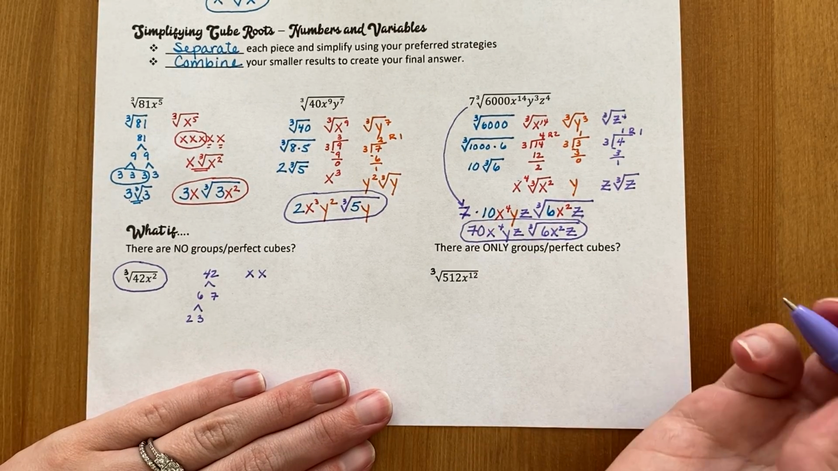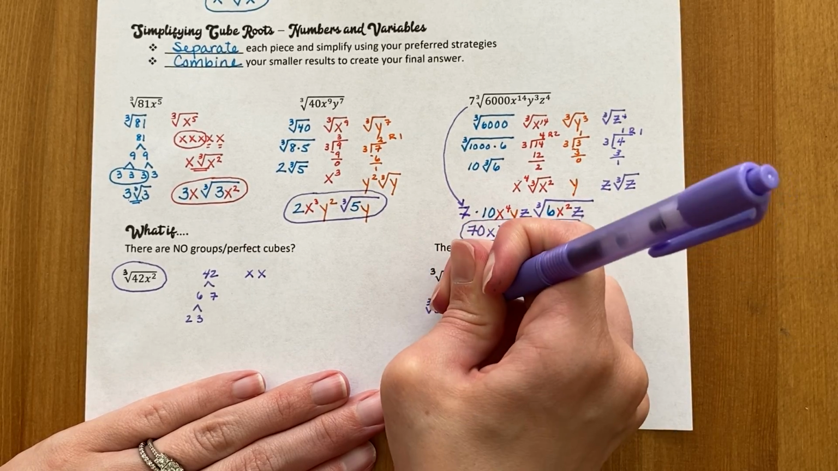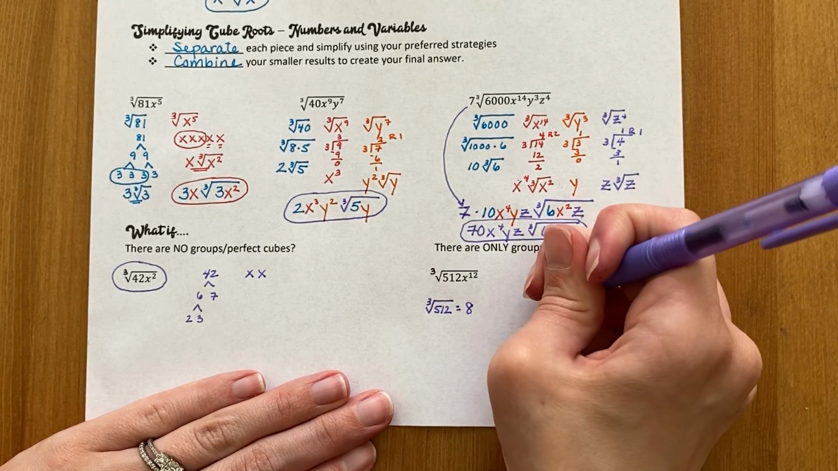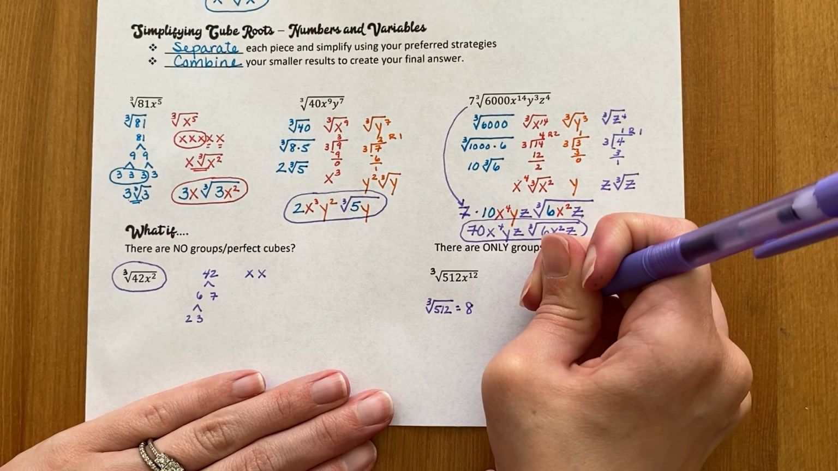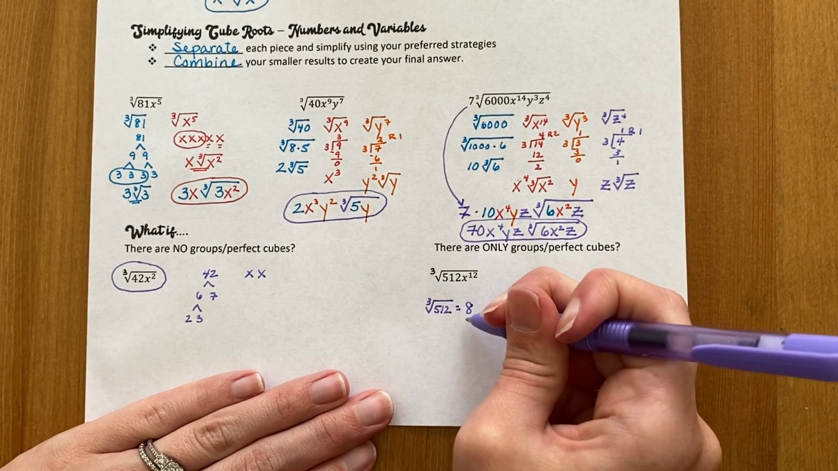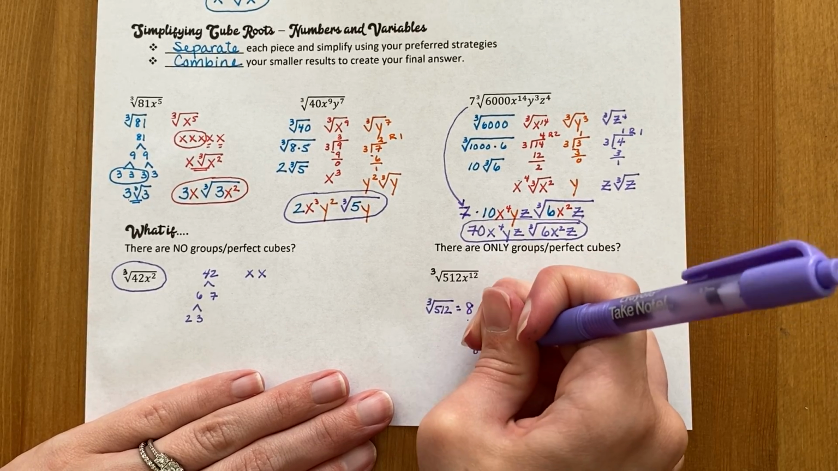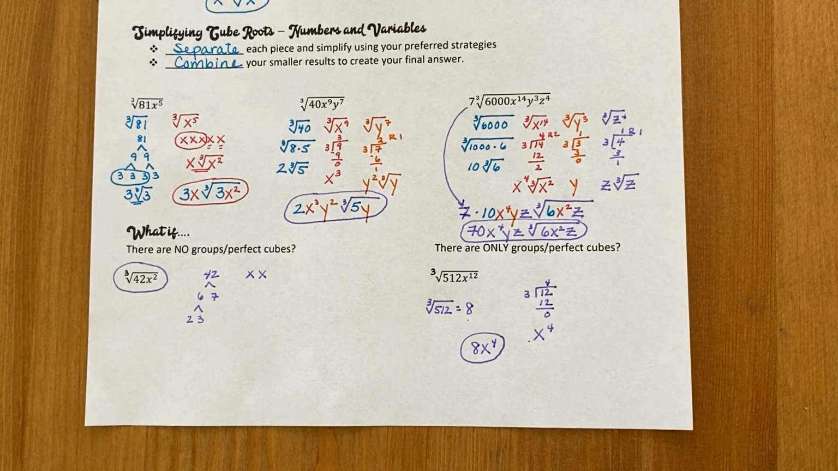Now, if you only get groups or perfect cubes, 512 is a perfect cube itself, and that gives you 8. If I take that 12 from the exponent and divide it by 3, I get 4 with no remainder. So that just means x to the 4th. So I would take these two pieces and put those together and just get x to the 4th without any cube root symbol at all. And that's okay. It just means what you were looking at is a perfect cube.